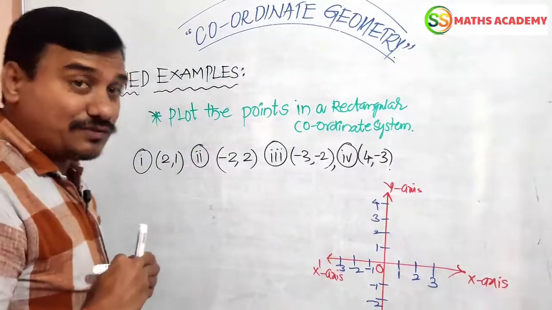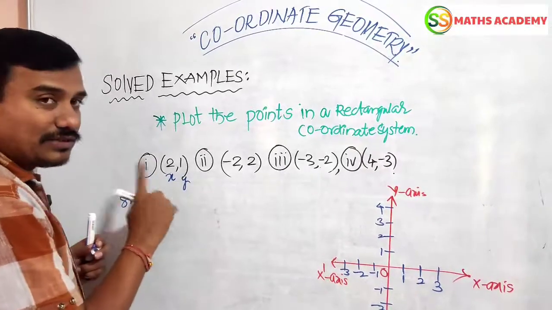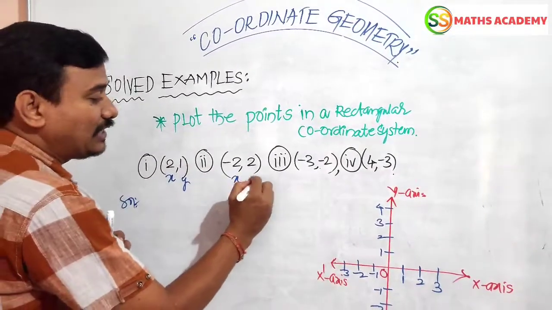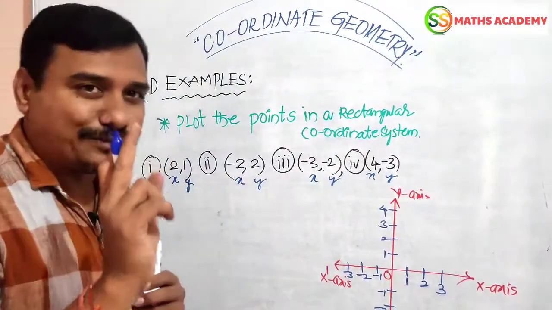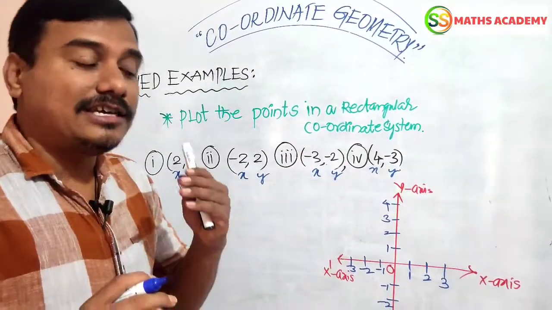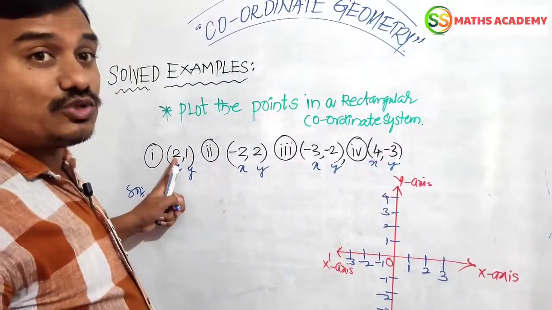Here, dear viewers, first you have to observe. This is called x value. Second one is y value. Now take it here x comma y, here x comma y, here also x comma y. X is nothing but abscissa, x coordinate. That is the distance from the y-axis. What is the distance from the y-axis? 2 units.